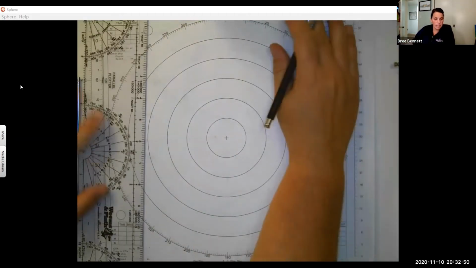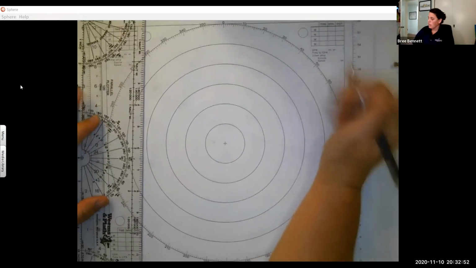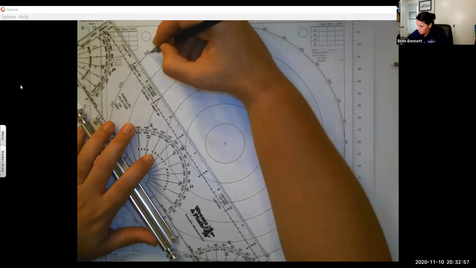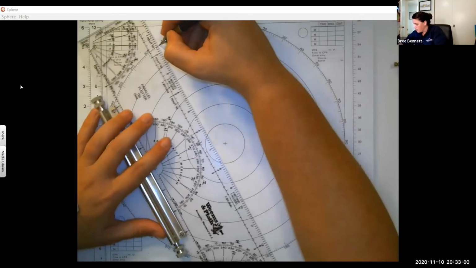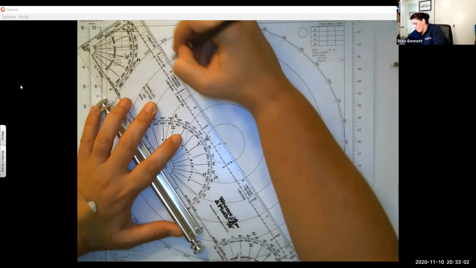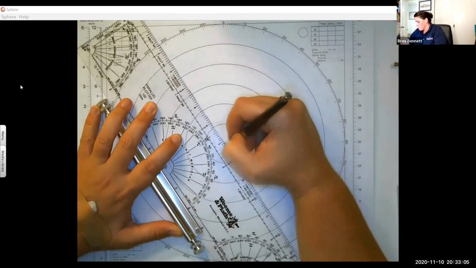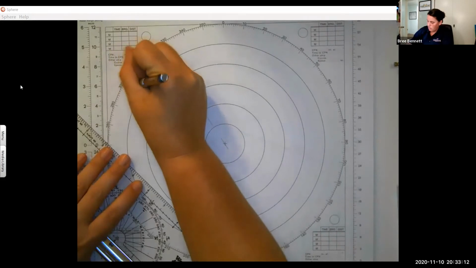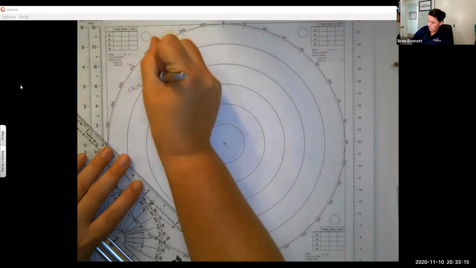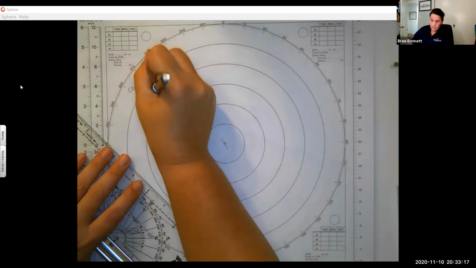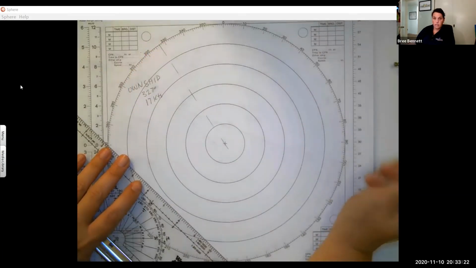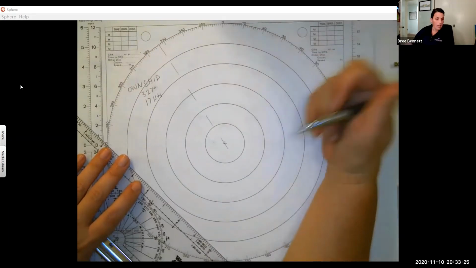So our first step is to plot our heading flasher. Our heading is 327. So here's 327. That is our heading. And our speed, own ship, 327 at a speed of 17 knots. So that is going to be my vector.